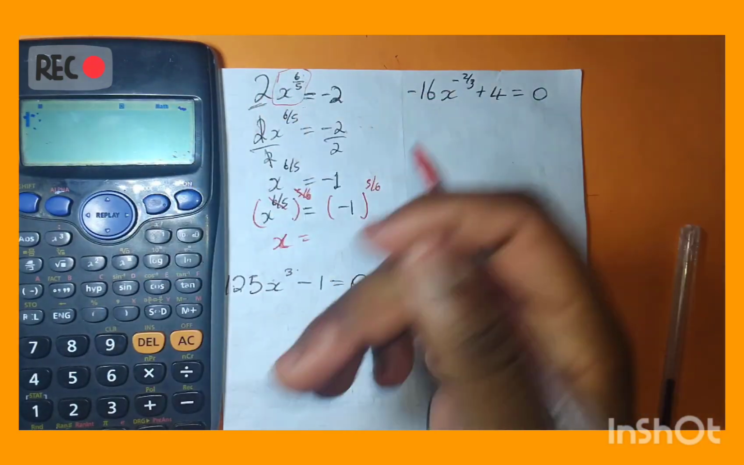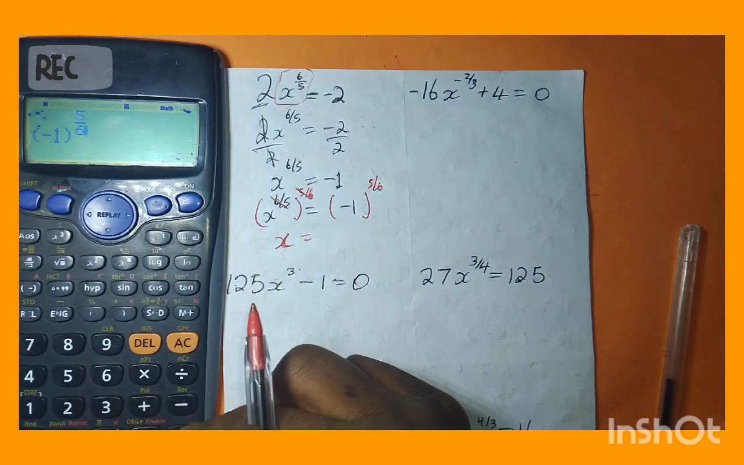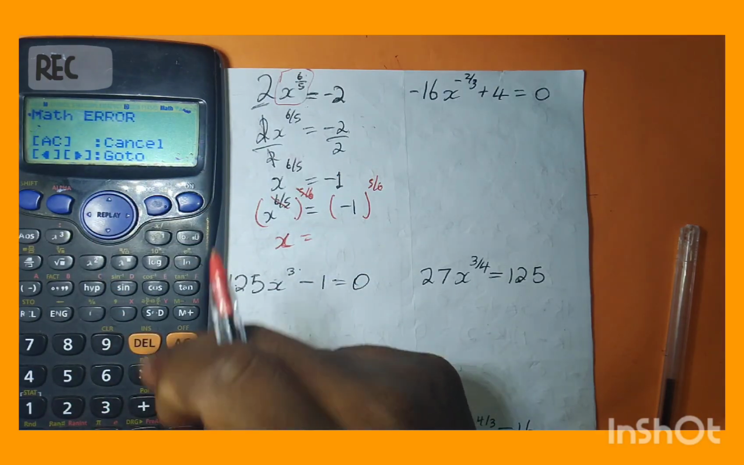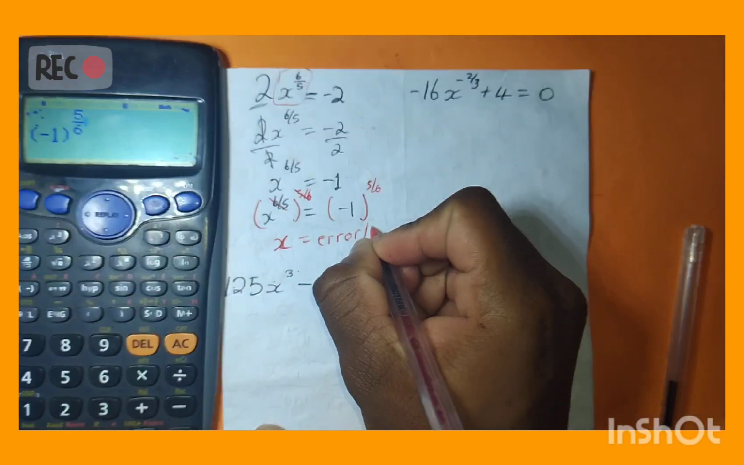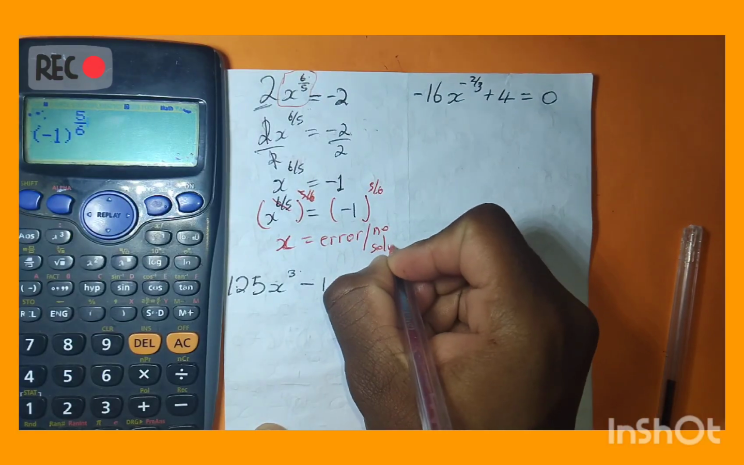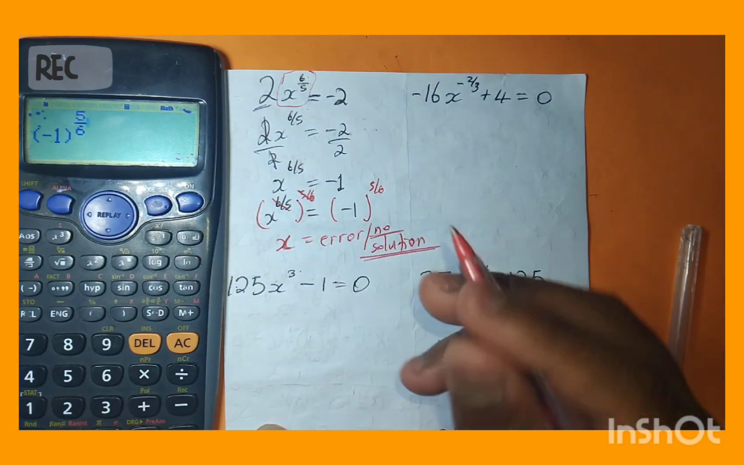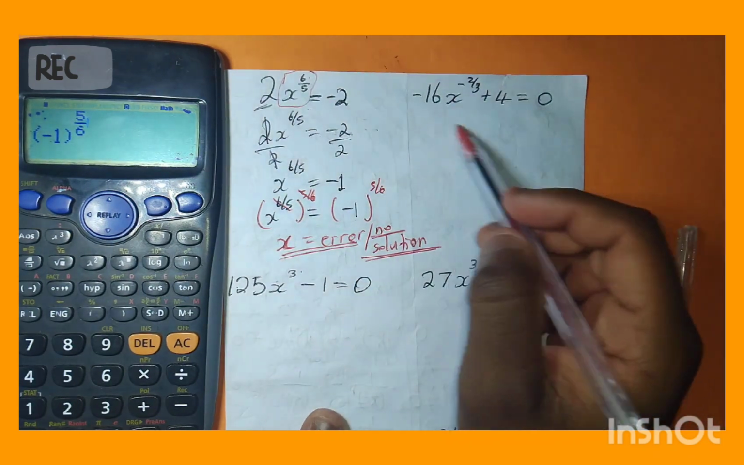All of this, I'll just press on my calculator, -1 to the power 6/5. So do you notice that I got an error? If I got an error, you can write that error there, or no solution. In this case there, we don't have any solution for x. Do you see? Then what about this one?